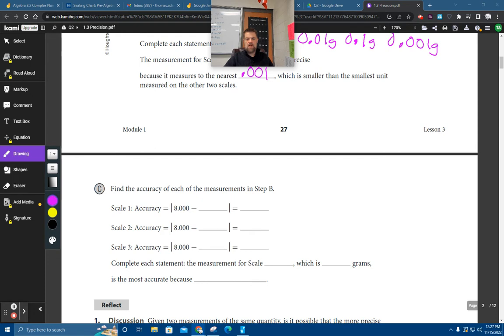So because we want to figure out which one is the most accurate, we got to do a little bit of math. So we're going to take 8. What was the measurement on scale 1? Wasn't it 8.02? And so when you subtract those and you get the absolute value of that, this is going to be negative 0.02, but when you take the absolute value of that, it's just going to be 0.02. For this one, scale 2, the measurement was 7.9. That's actually going to be 0.1.